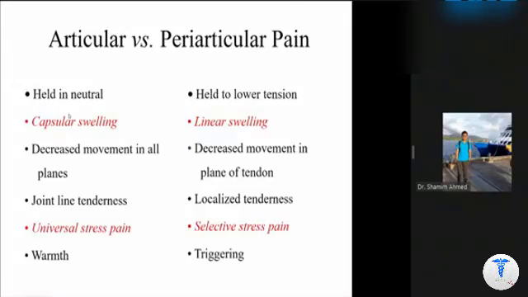Articular pain: the joint is held in the neutral position, that is the loose-packed or fetal position, but on the other hand, periarticular pain is held in a lower tension position. In articular pain, there is capsular swelling. In periarticular pain, there is decreased movement in only one direction, that is in the plane of the tendon. In articular pain there is joint line tenderness, while in periarticular pain only localized tenderness is present. Universal stress pain is present in articular pain, but in periarticular pain, selective stress pain is positive, and there is warmth and there is a triggering sensation.